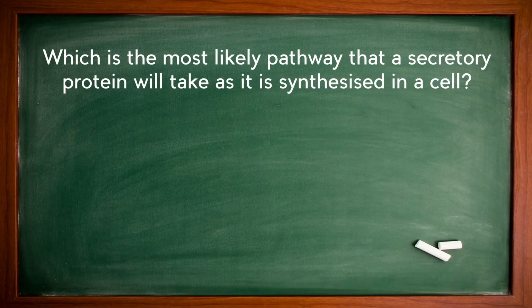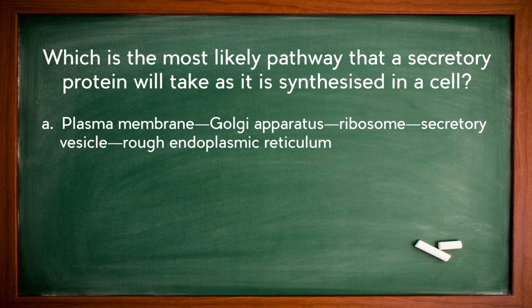Now let's consider some sample multiple choice questions. The first question says, which is the most likely pathway that a secretory protein will take as it's synthesized in a cell? A. Plasma membrane to Golgi apparatus to ribosome to secretory vesicle to rough endoplasmic reticulum.